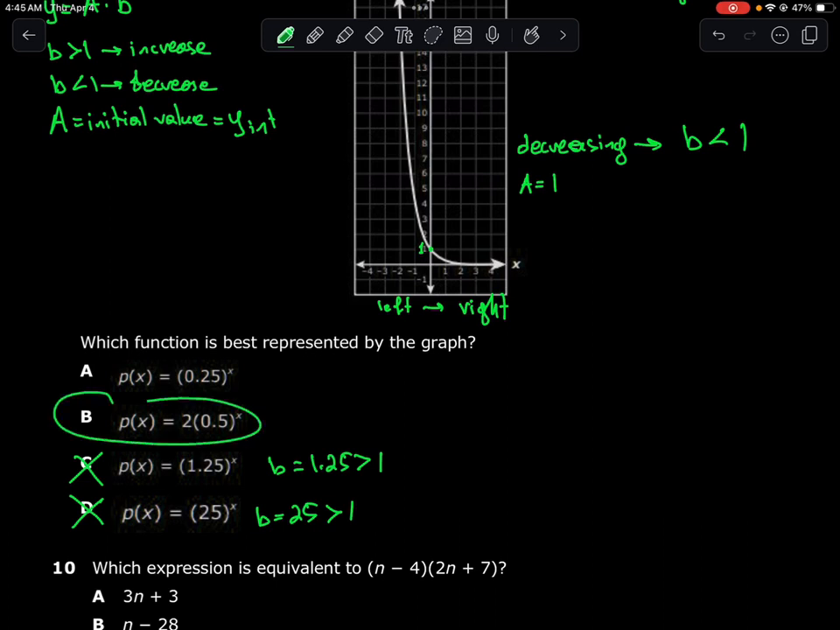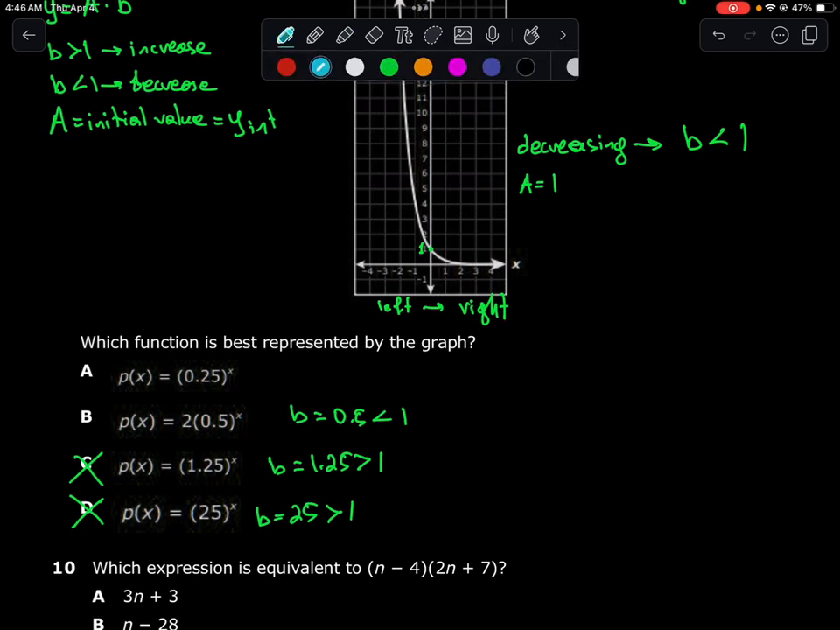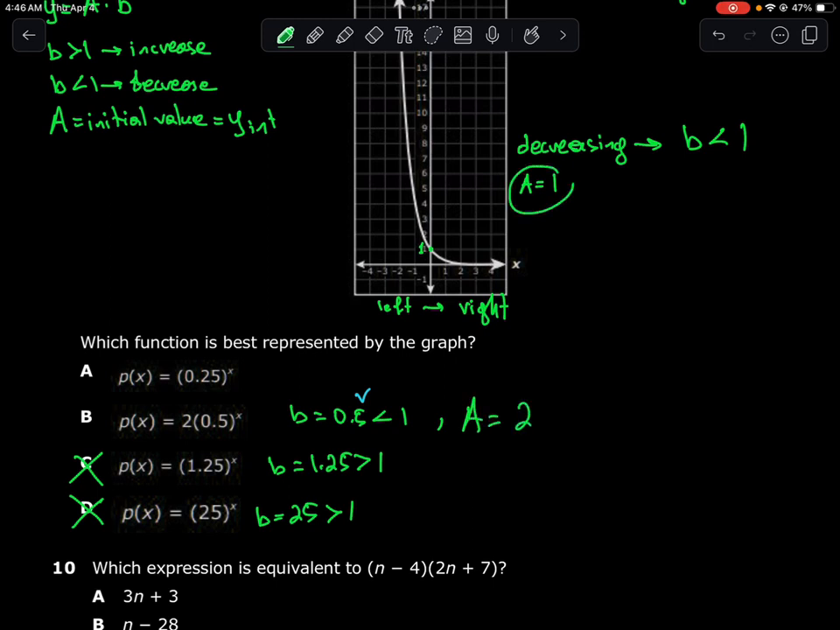Let's look at B now. I see that b is 0.5, which is less than 1. That works. Let's look at A. A is 2. I want A to be 1. This is not 1, so that's not good. So by elimination, the correct answer is A.